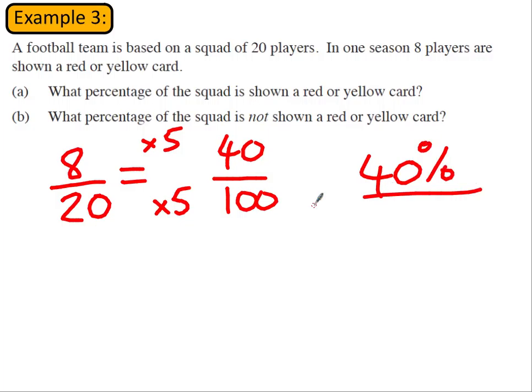In part B, what percentage of the squad is not shown a red or yellow card? Well, that's everybody else. So that's going to be, of course, 60%. Because they must add up to 100.